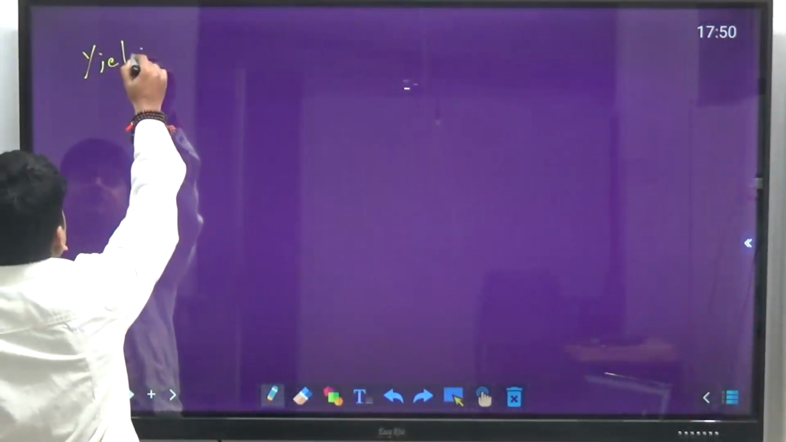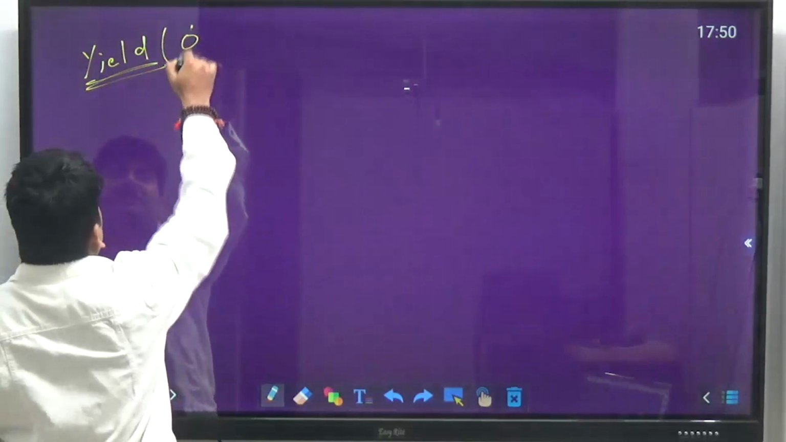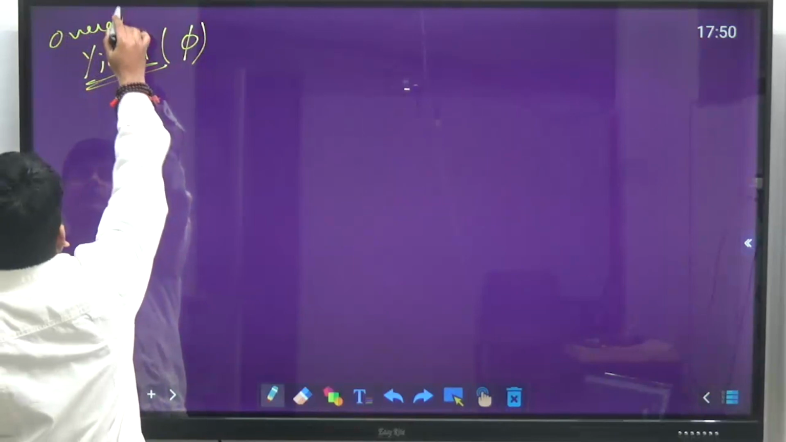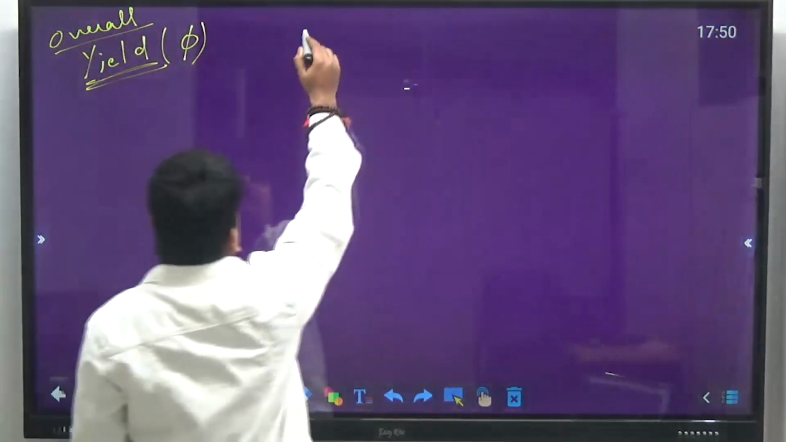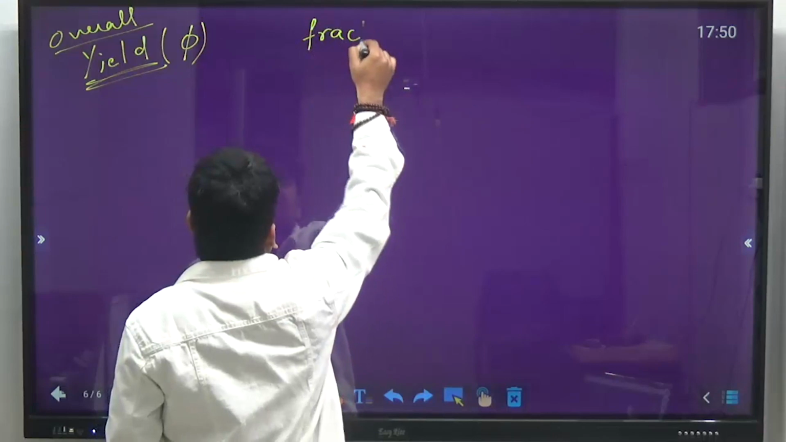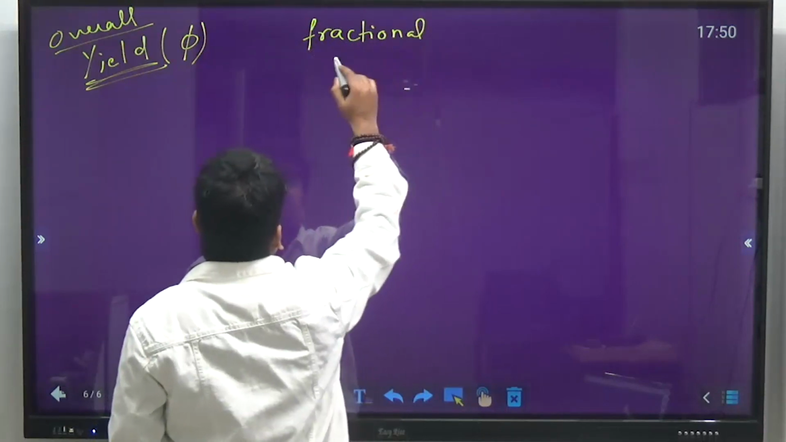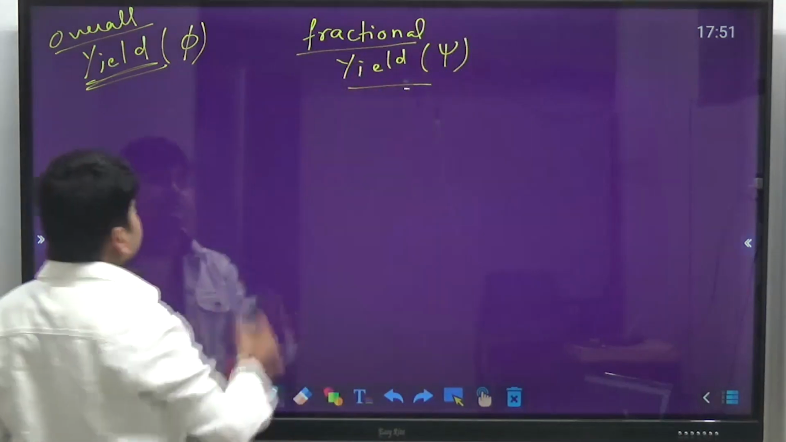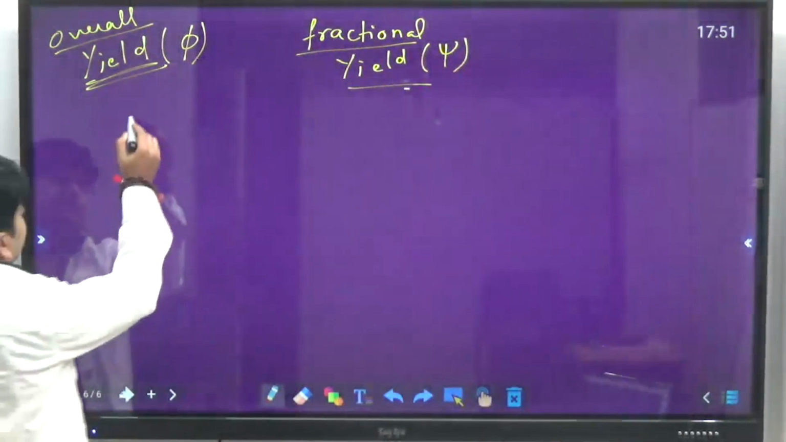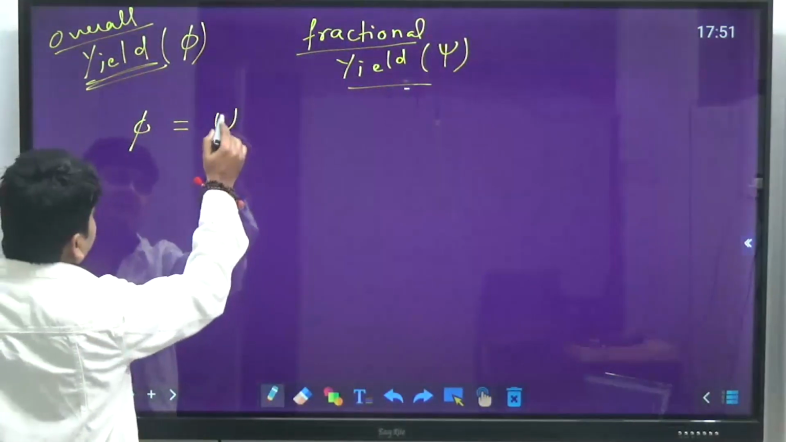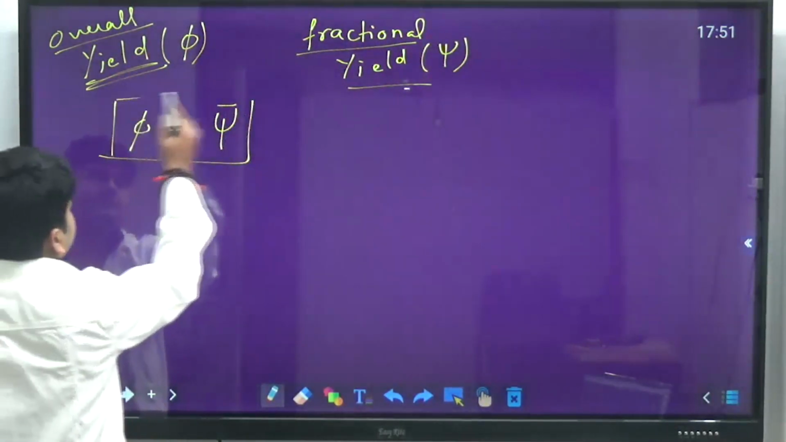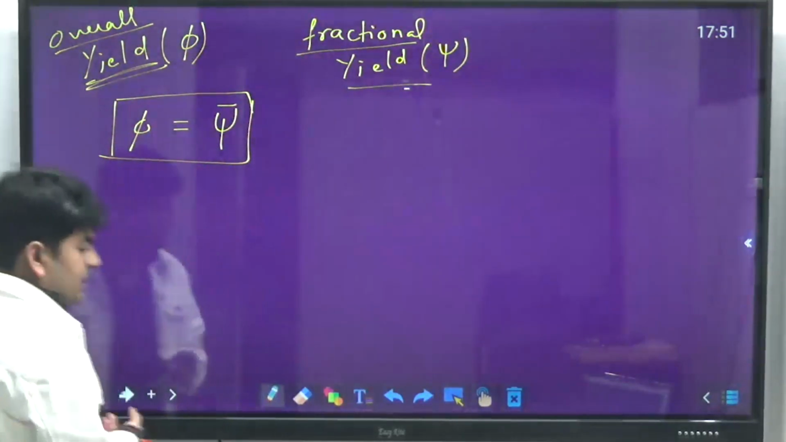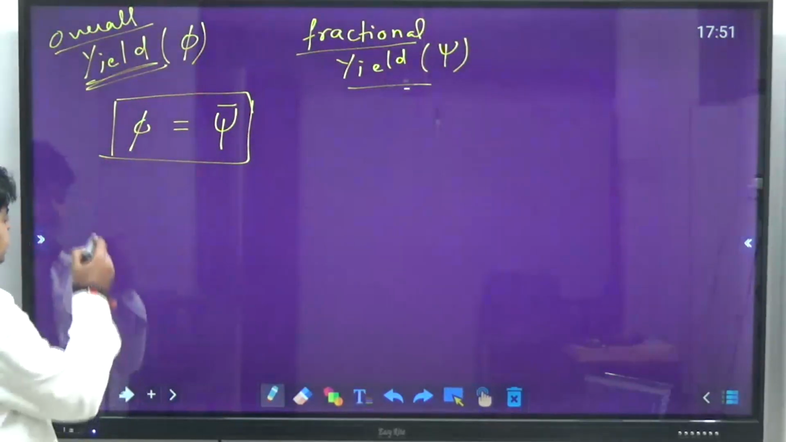Now next is yield. Again here we can define the yield in 2 ways. One is overall yield, that can be denoted by phi, and second is fractional yield, that can be denoted by psi, the standard notations I am using, which are given in the books. And one thing should be clear to you, that overall yield is the average of fractional yield. For any system, the average of fractional yield will be the same as its overall yield.